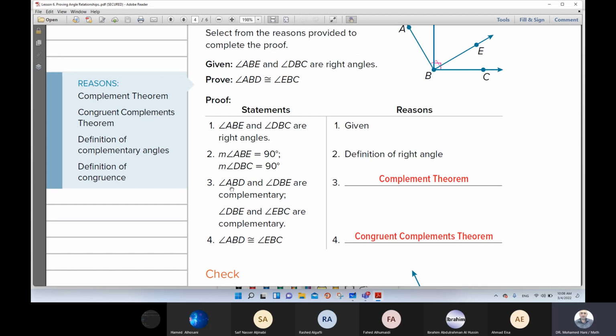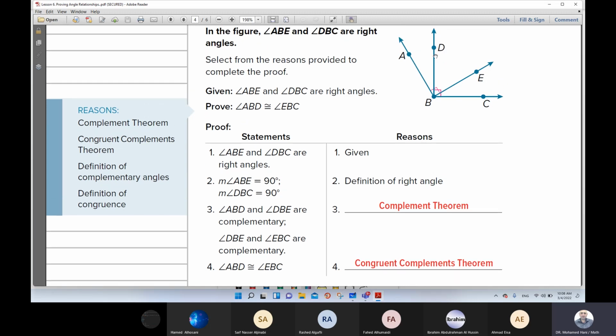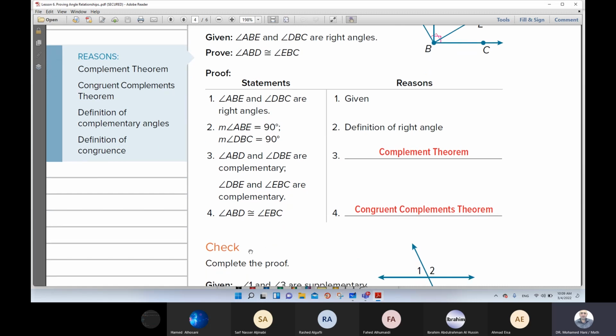So angle ABD and DBE are complementary, meaning the sum of them will be 90 degrees. And the same idea, angle DBE and EBC also are complementary because the sum of them will be 90 degrees. So we want to use the complements theorem. We can write angle ABC congruent with angle ABC.